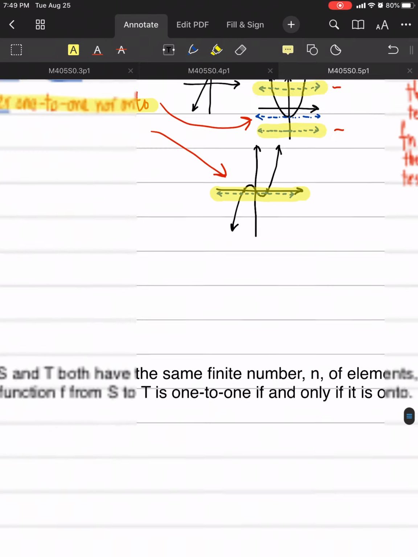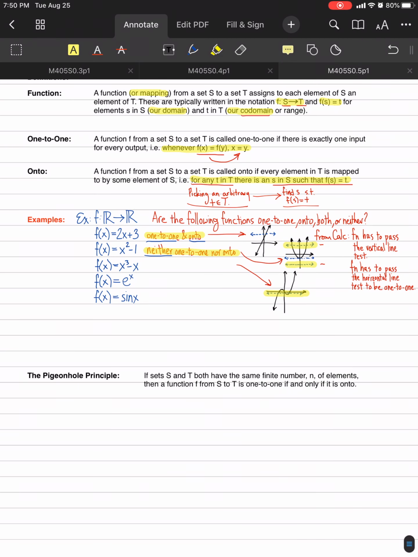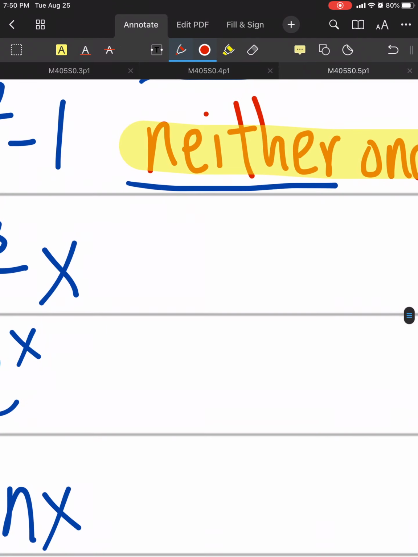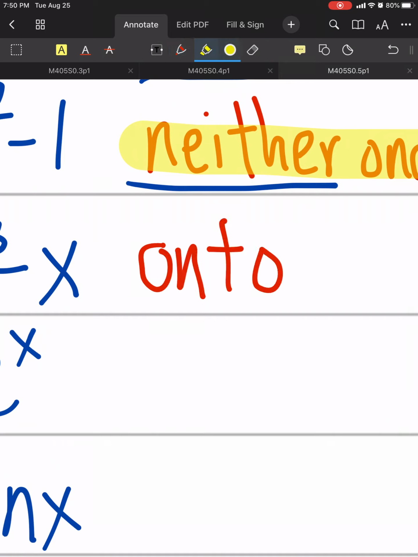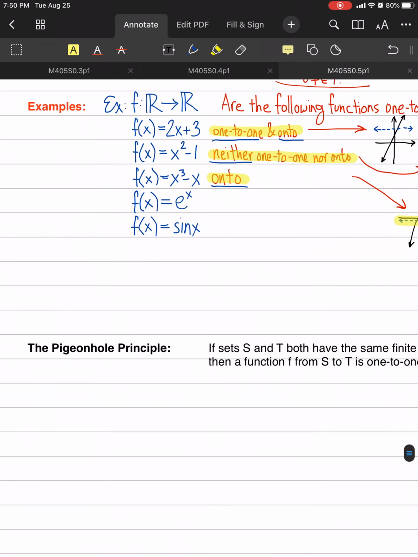the function is not one-to-one, but we can still draw a horizontal line no matter where the horizontal line is. It touches the graph at least once. So this one is just onto. Onto and onto only. Okay. So we get that.